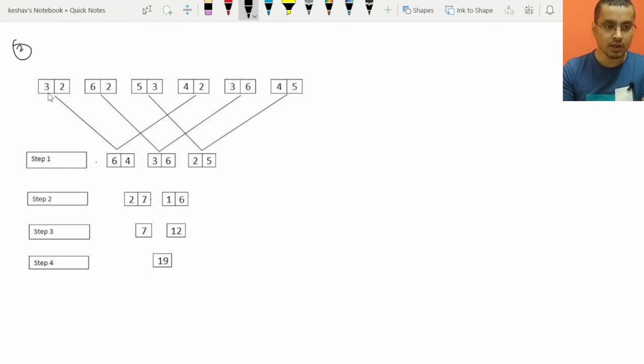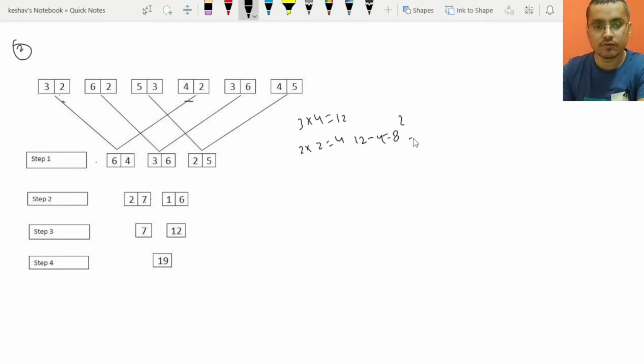Okay, so how are we getting 3, 2 and 4, 2 from that 32 and 42? Okay, so product of digits. So 3 into 4, what is it? 12, okay. So 2 into 2, 4, okay. So 12 minus 4 is equal to 8, 8 square, 64, okay.